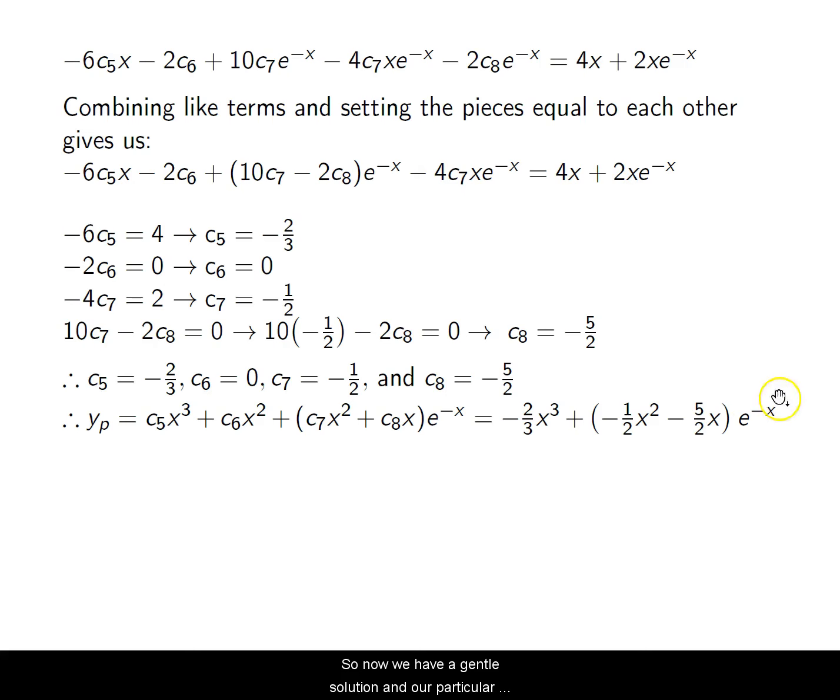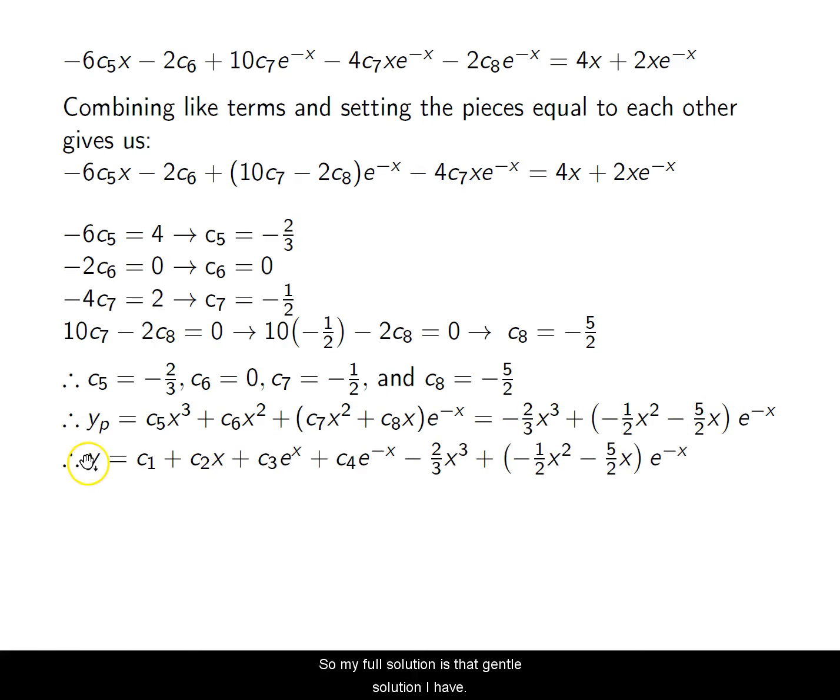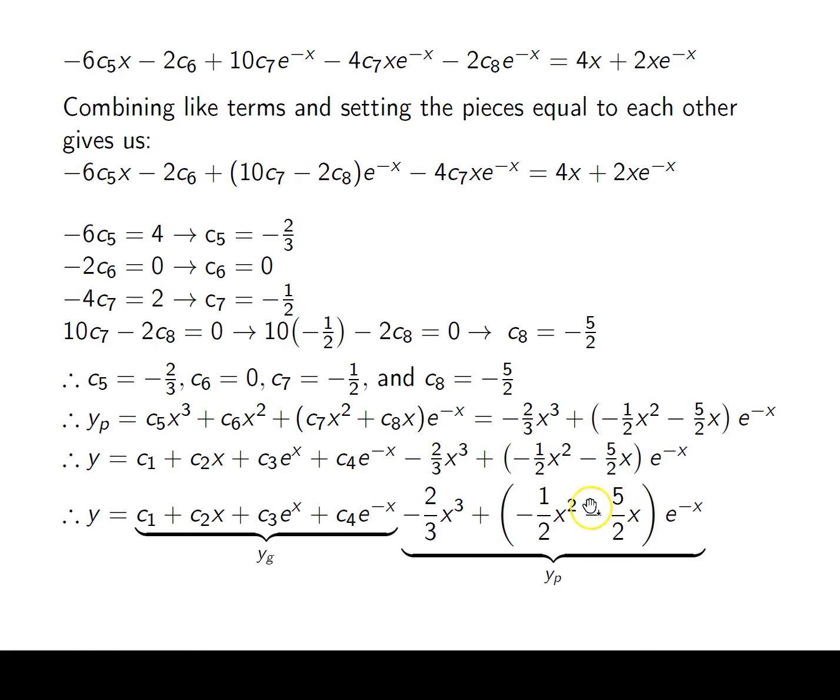So now we have a general solution and our particular solution. So remember, a particular solution will not have any coefficients left, okay? So my full solution is that general solution I had, that we got from solving y to the 4th derivative minus y double prime, plus yp. So yg plus yp, right, yg plus yp. Okay, so that is how we solve by undetermined coefficients.